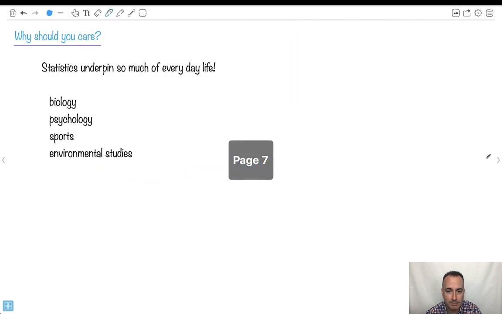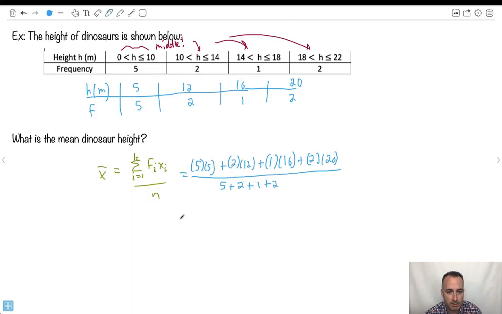So if I do it like this, then I can just do it on my calculator. Well, 5 times 5 is 25. 2 times 12 is 24, 1 times 16 is 16, 2 times 20 is 40, all that divided by, let's see, that would be 10. This right here adds up to 40, that would be 80, 105 over 10, I think it is. So I would take my 105, divide it by 10. I could do that on my calculator, or I could just know that I move my decimal over by 1. So I'd say 10.5 meters.